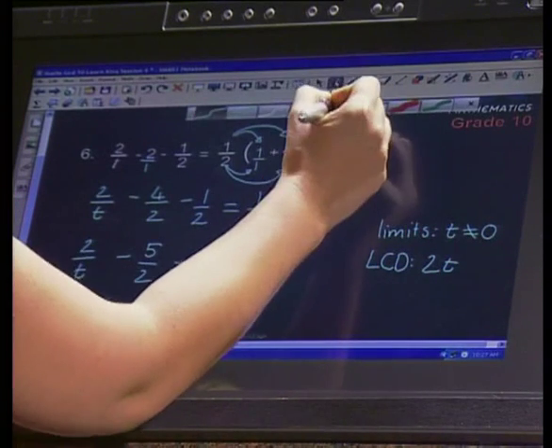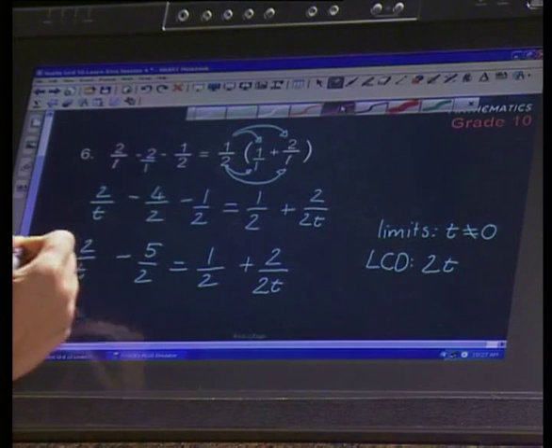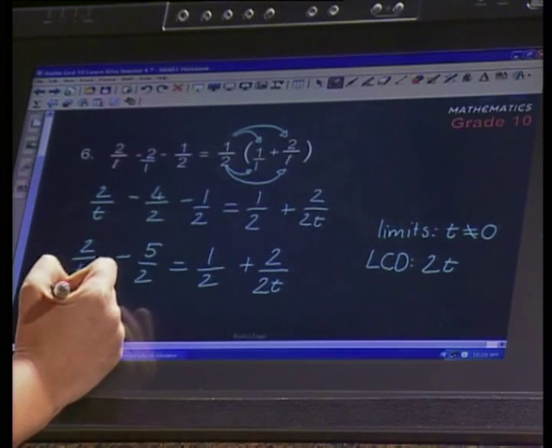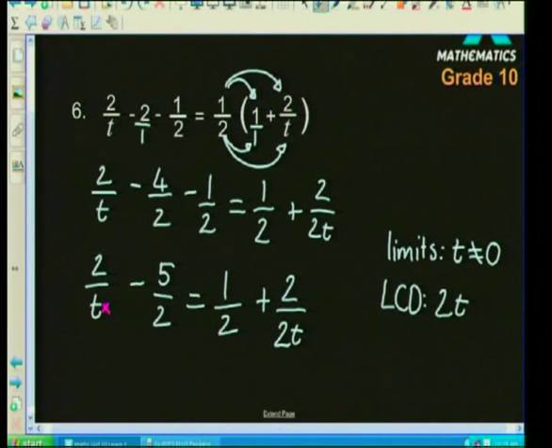I'm now going to change all of the denominators to 2t by multiplying them by what they need to be multiplied by. So t needs to be multiplied by 2 to become 2t, and remember, we can't change the value of the fraction, so I need to multiply the numerator by 2 as well. In minus 5 over 2, I need to change the 2 to 2t, meaning I must multiply the 2 by t, and so that I don't change the value of the fraction, I need to multiply the numerator by the same amount. The same thing is happening on the other side. With 1 over 2, it becomes t over 2t.